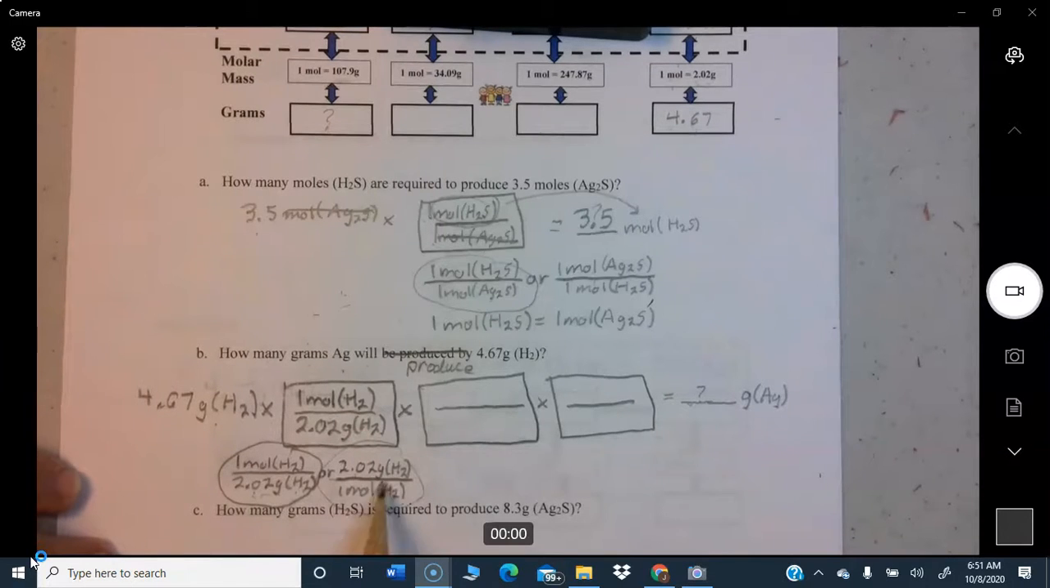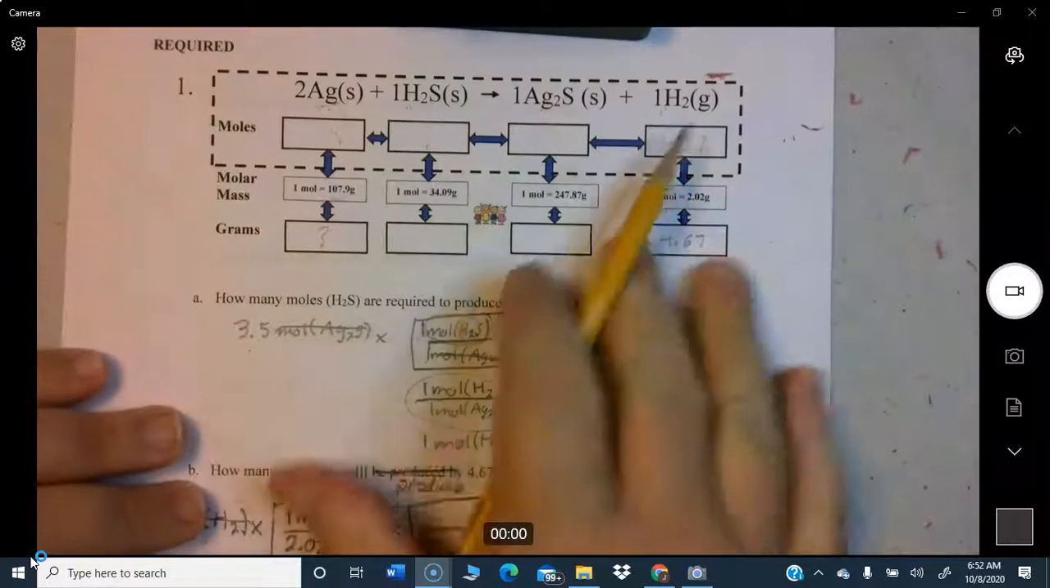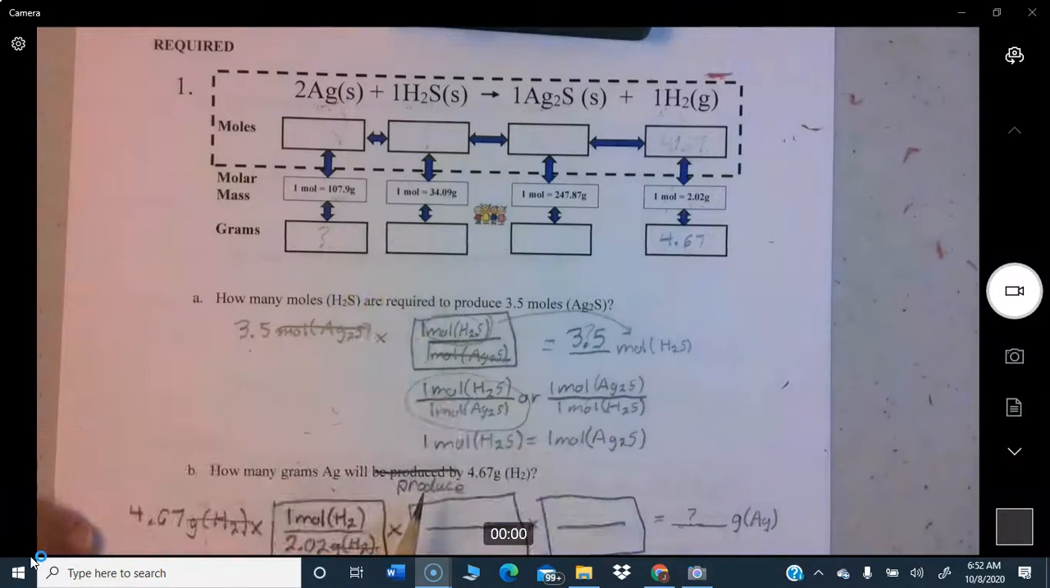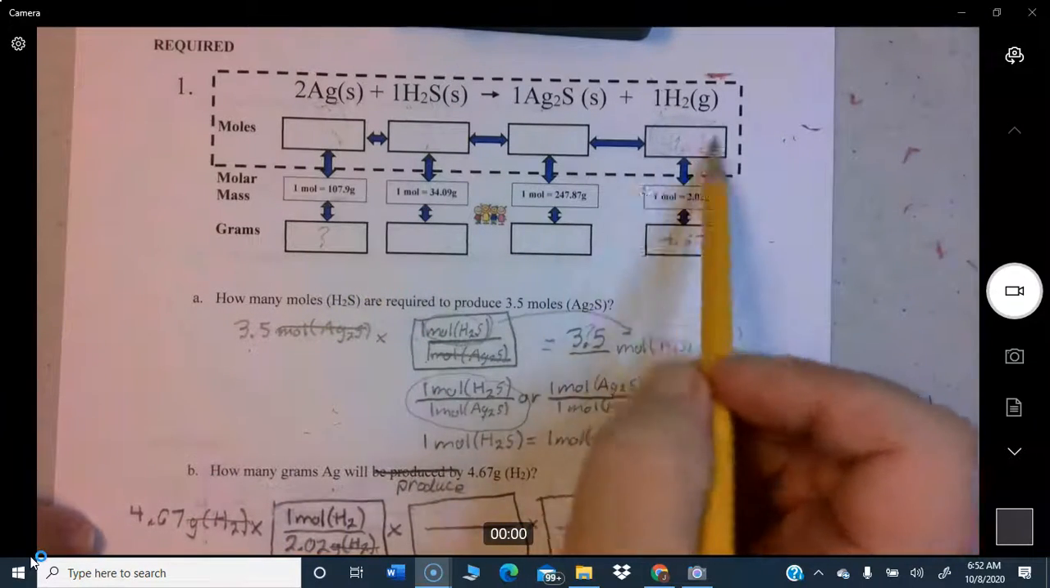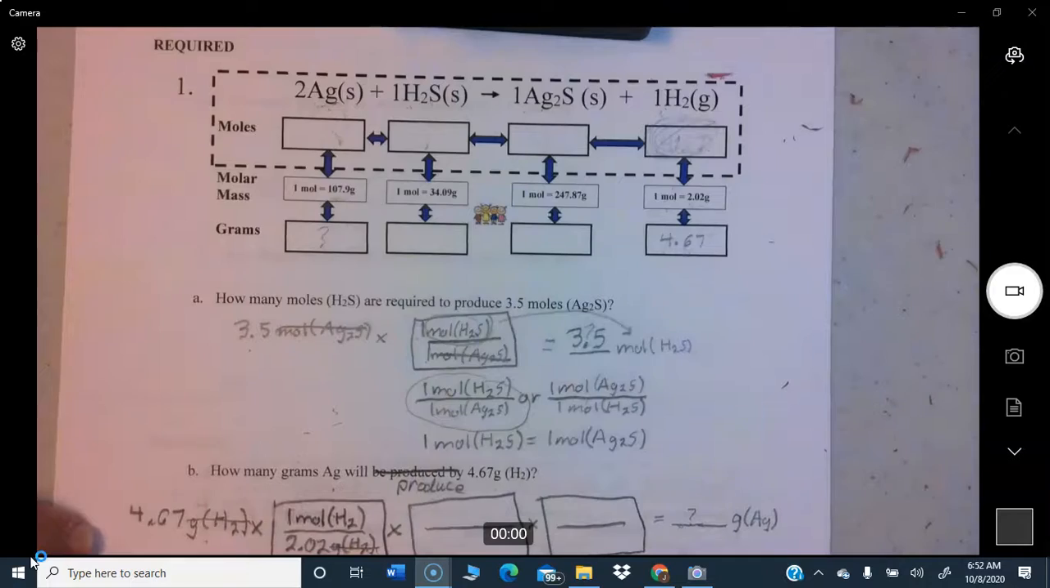Okay, so there we go. So it is this one. So grams of H2 cancels with grams of H2. That leaves us now with moles of H2. As you saw in the video, I did these step by step along the way. I'm not going to do that here. So right now we know this. This is where we are in the equation.